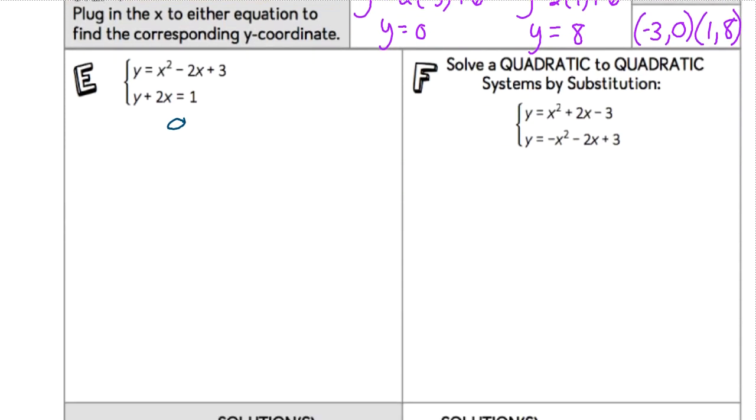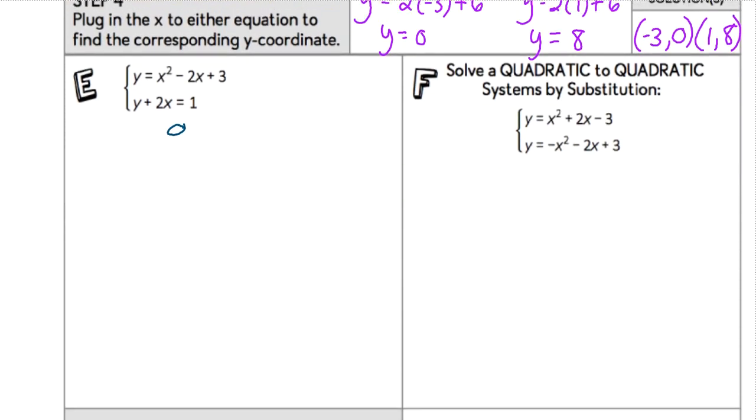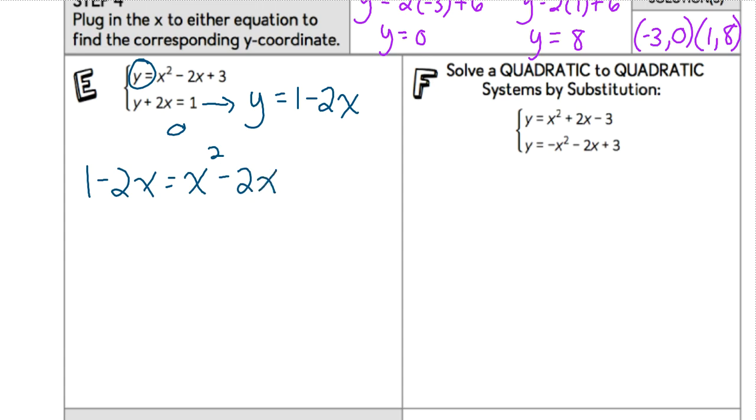Okay, let's practice 2 of those down here. Okay, for example E here, we can see our quadratic and our linear. So my first step, remember, is to take my linear and get y alone. So that would look like 1 minus 2x. Now I'm going to substitute that into my quadratic for the y up here. So I would get 1 minus 2x equals x squared minus 2x plus 3.